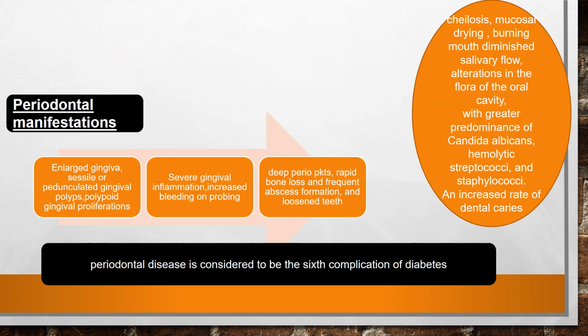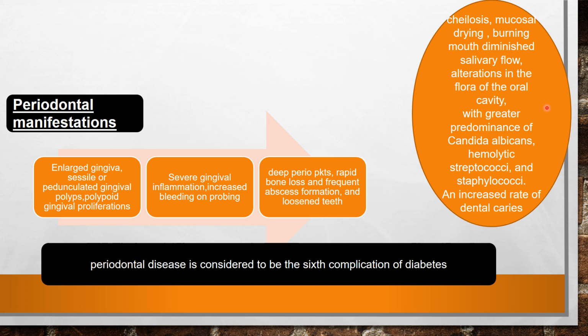So coming to the oral manifestations. Oral manifestations include cheilosis, mucosal drying, burning mouth or tongue, diminished salivary flow, then alterations in the flora of the oral cavity, that is increased prevalence of Candida albicans, hemolytic streptococci and staphylococci, and increased rate of dental caries. Obviously, there will be decreased salivary flow, so there will be an increased rate of dental caries.